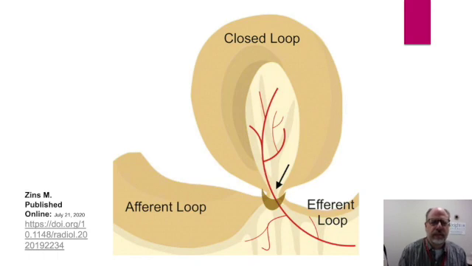Here is a diagrammatic representation. The arrow points to an adhesion that is obstructing a loop of bowel at 2 sites. You have the afferent loop, which is also dilated, coming into the area of obstruction. The closed loop, which is dilated secondary to excretion of fluid, and then the collapsed efferent loop that is collapsed due to the obstruction and transition.